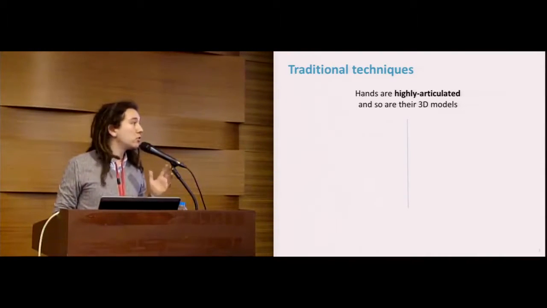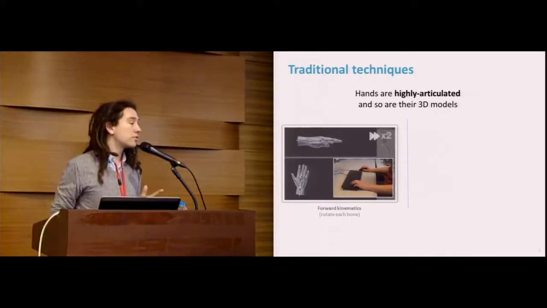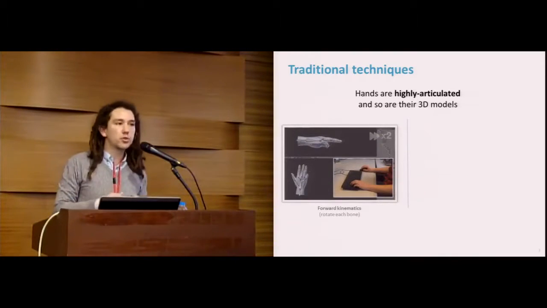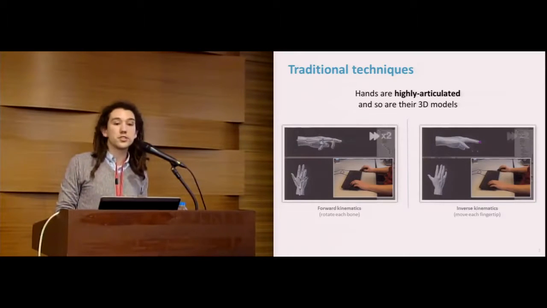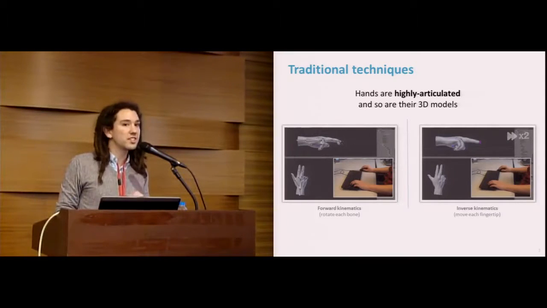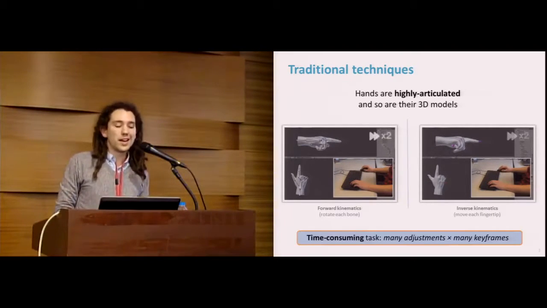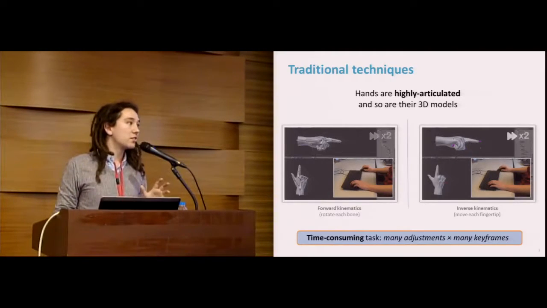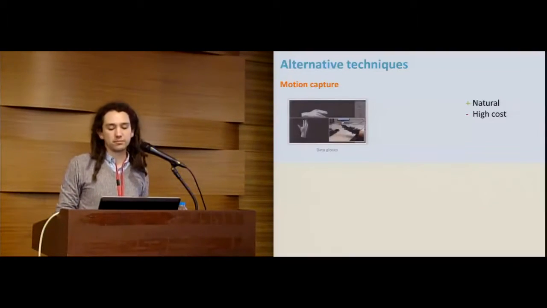So if we look at those usual techniques applied to hand models, there is forward kinematics, for instance, when you manipulate each bone of the skeleton one after another. And there is also the more advanced inverse kinematics, which instead consists in only choosing the end position of each fingertip, and the bones automatically follow. And it seems that whatever the technique, they require to apply many adjustments, and that for the many keyframes of the animation. So this makes hand animation a time-consuming task.